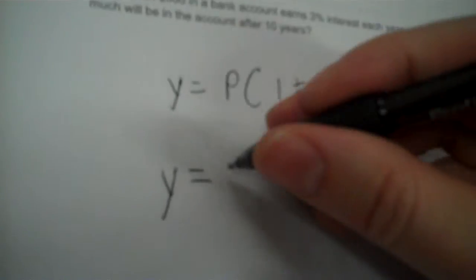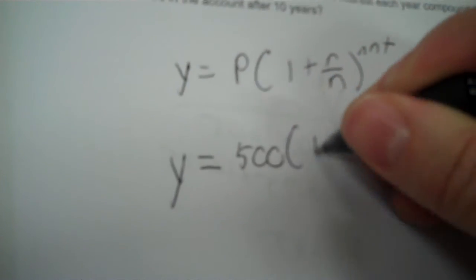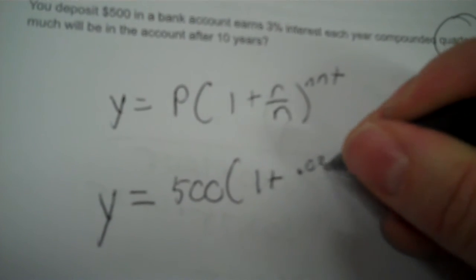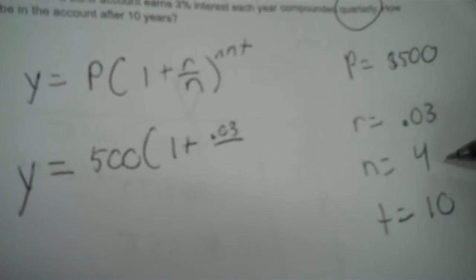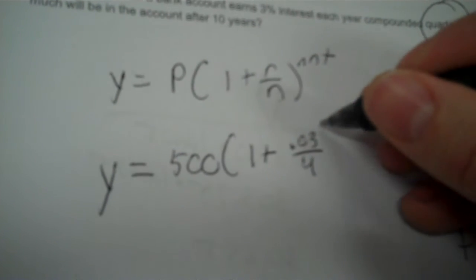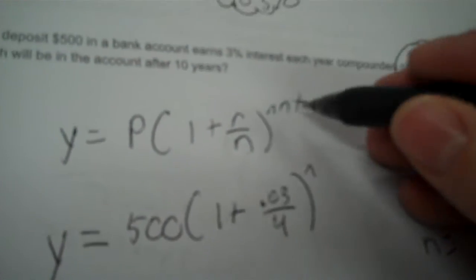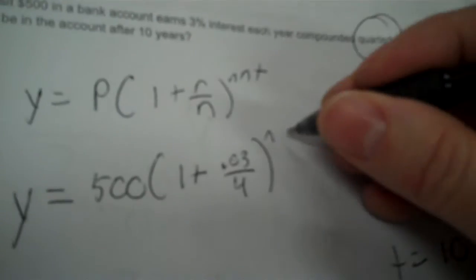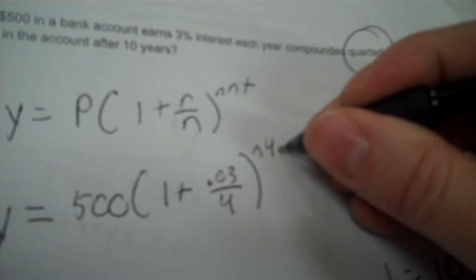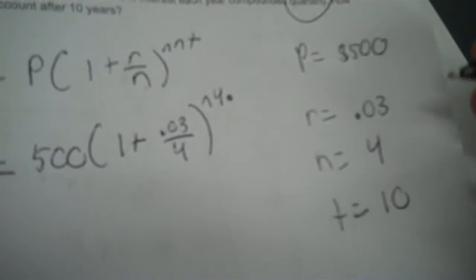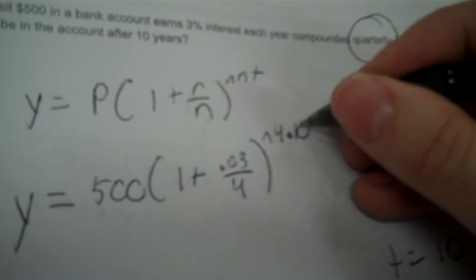So the P is going to be 500. The R is going to be 0.03, but we have to underline that and put N, which is 4. Now outside here, I make an exponent sign, and then it's N is 4 times T is 10. Now 4 times 10 is 40.